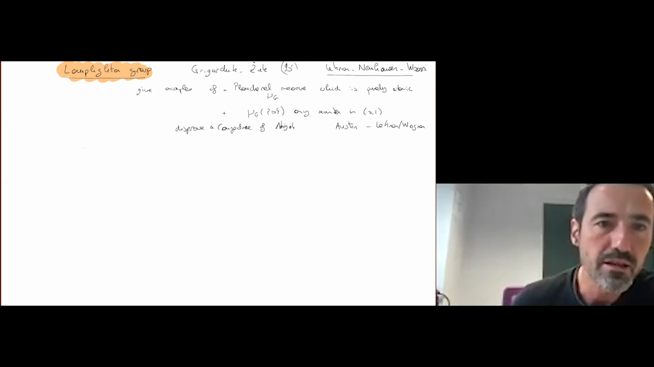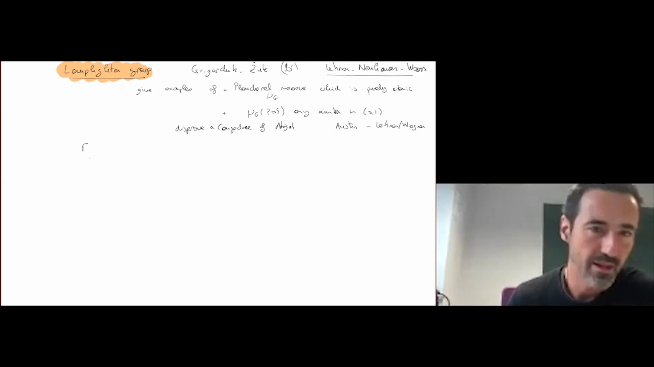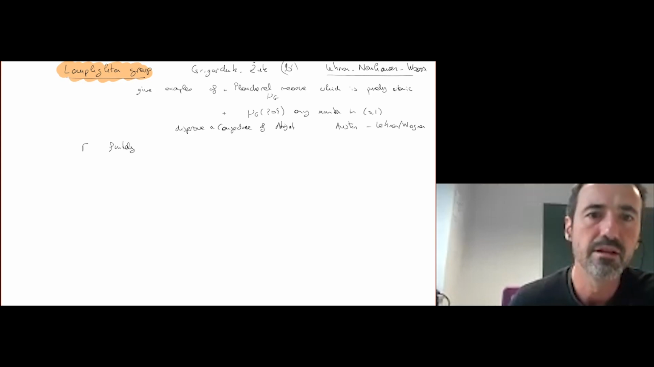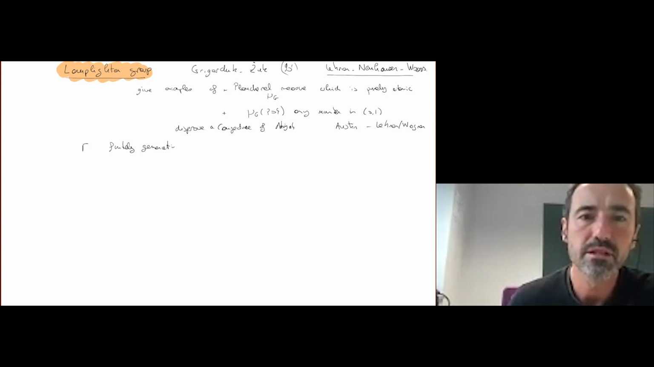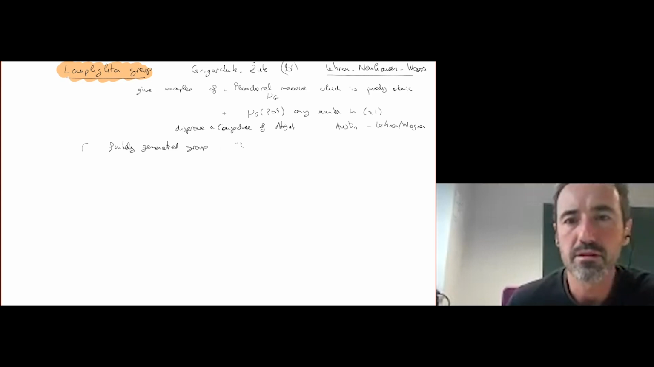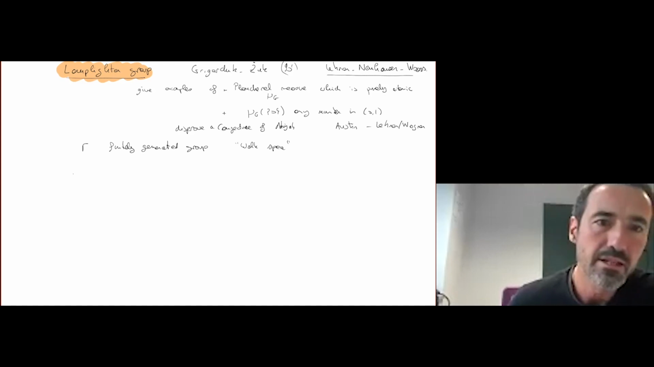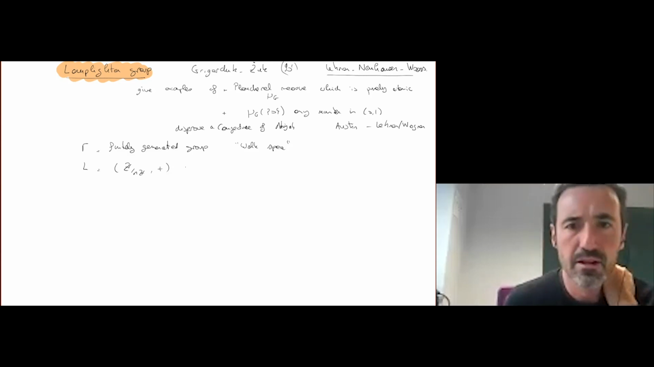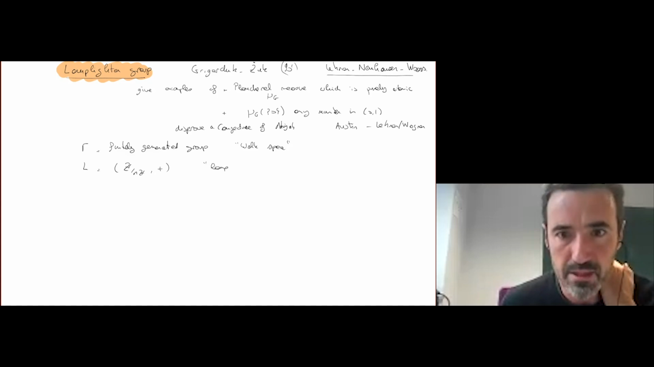So you start with a gamma, which will be a finitely generated group, which is sometimes called, as you will see why, the work space. Okay, and I will not do for you the general Lamplighter group, but almost as general as possible. And then you take a lamp space, which for me will be Z over NZ. Okay, which is called the lamp space.